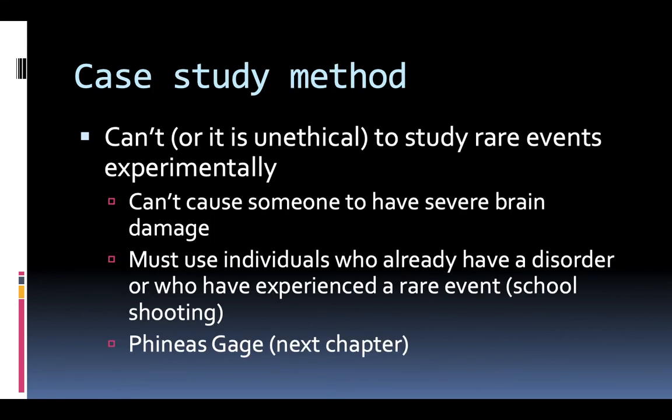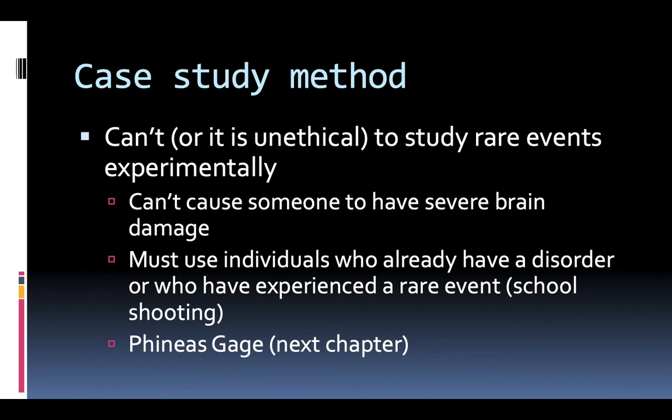Another method that we can use is called the case study method. Sometimes we cannot, or it's unethical to, study some rare events experimentally. I can't cause someone to have severe brain damage in order to study the effects of that brain damage. I can't kill off a group of people's parents to determine how grief in adolescence can cause terrible outcomes for that child.